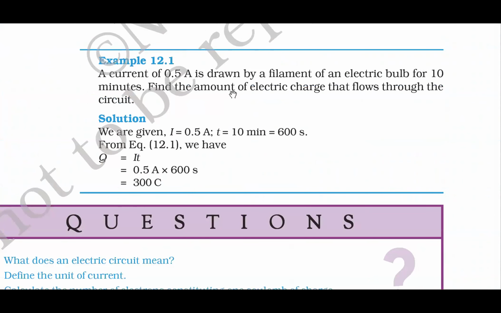The current of 0.5 ampere is drawn by a filament of an electric bulb for 10 minutes. 0.5 ampere is the current and the time given is 10 minutes. We have to find the electric charge that flows through the circuit. So we know the formula, I equals Q upon T, or Q equals I into T. So I is 0.5 amperes and time is 600 seconds. So Q will be equal to 300 coulomb. Is this clear?